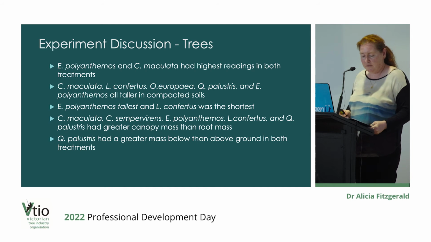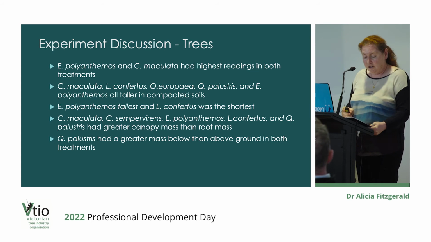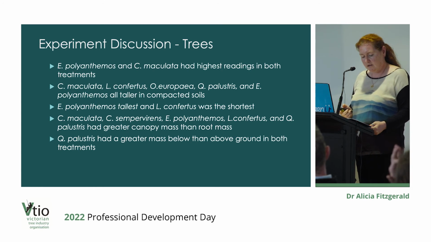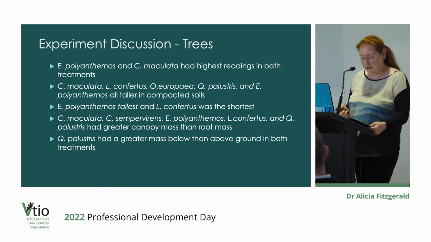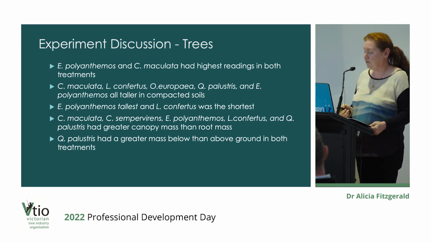So, for the discussion regarding the trees, the Eucalyptus and Corymbia had the highest readings for each of the 5 measurements, which were the tree height, canopy spread, trunk diameter, canopy mass and root mass. And they all grew well in compacted and uncompacted soil.